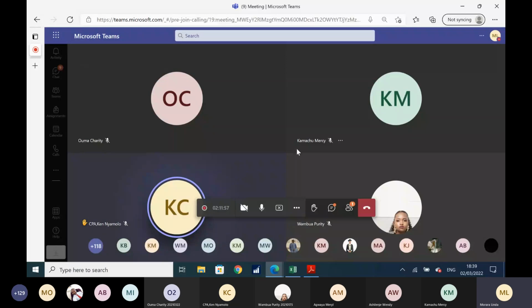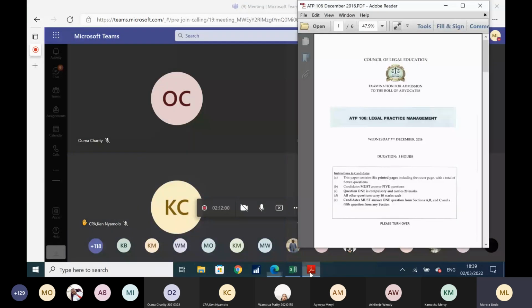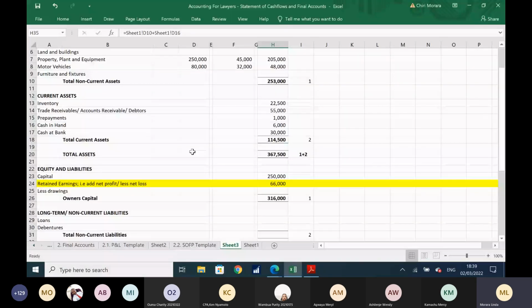Thank you, Nyamolo. Thank you. By the way, I doubt marks for balancing are that much. So if it doesn't balance, don't force it. But allow me to move into cash flows. This should be shorter.